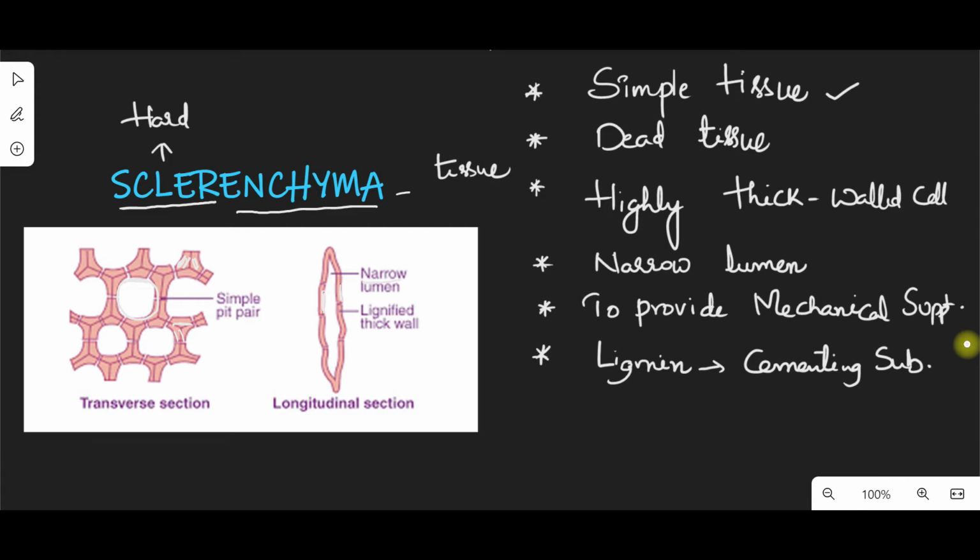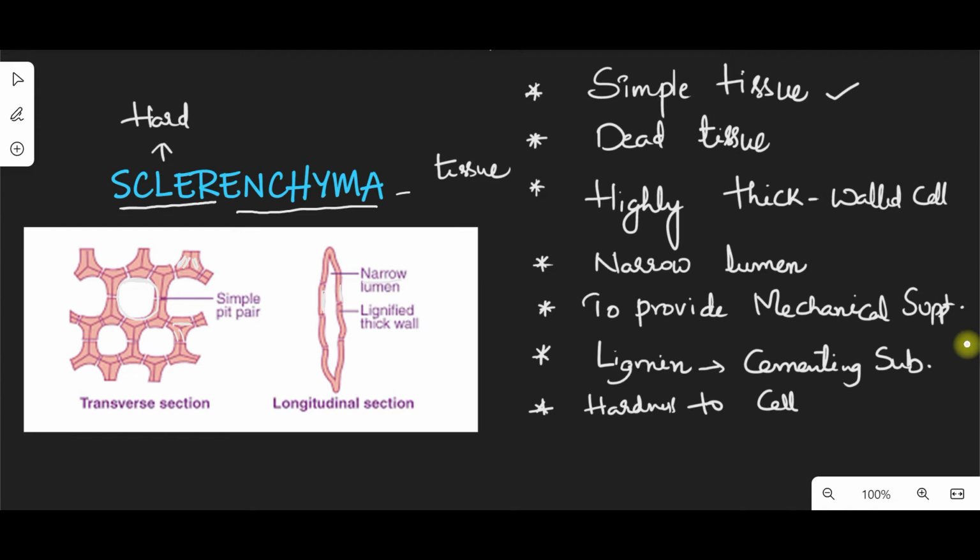In the sense, when we construct a house with bricks, we use cement also. So imagine a brick as a cell, another brick as a cell. In between the cells, the lignin is present as a cementing substance, just as we keep cement between two bricks. The cementing substance is a binding substance which binds both the bricks. Similarly, the lignin acts as a cementing substance which binds the cells of the sclerenchyma tissue. So this is how the lignin functions like a cement and provides hardness to the cell.